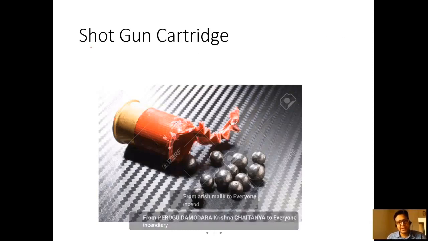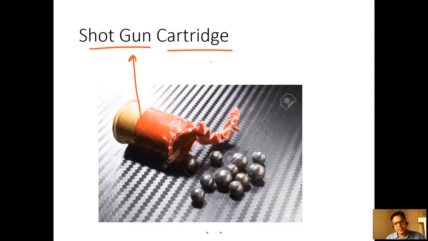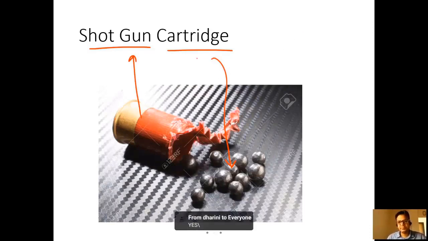Now, you can see this picture. Can you see the picture? Yes, shotgun cartridge. I told you this is a cartridge of shotgun. These are the pellets. Can you see the picture? Okay, this is shotgun cartridge.